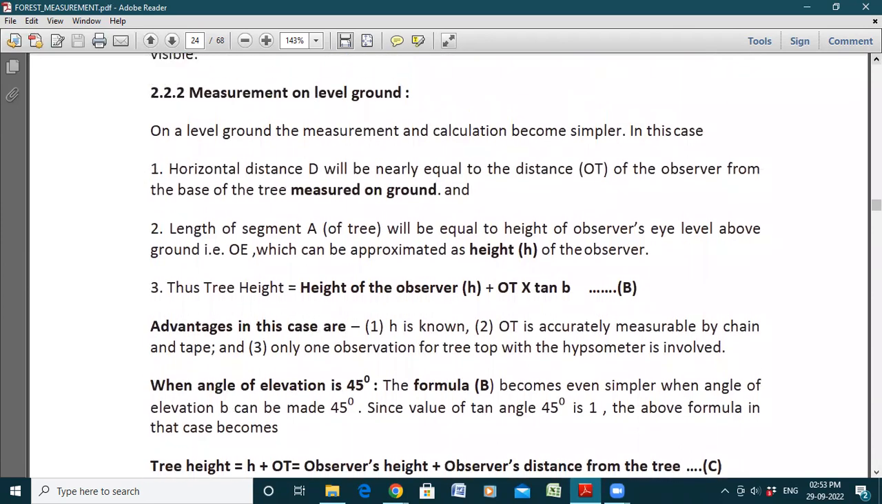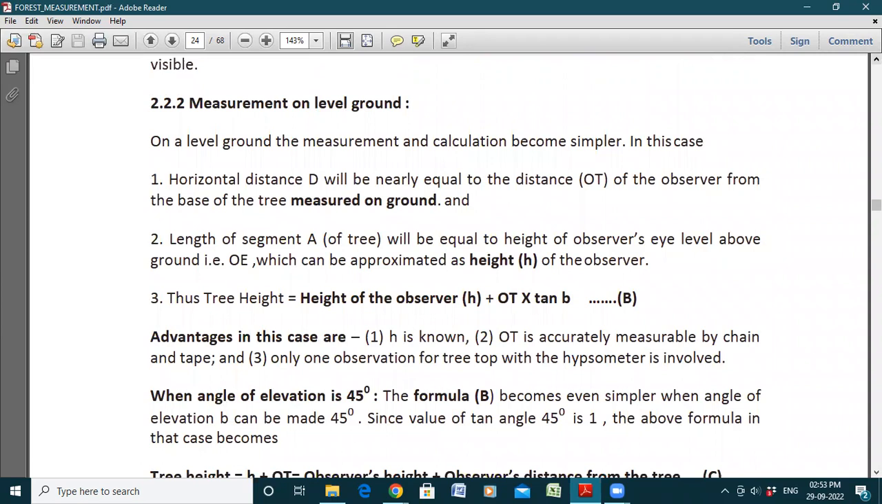Okay. Now measurement on the level ground. On a level ground, the measurement and calculation become simpler. In this case, horizontal distance D will be equal to the distance OT. So horizontal distance will be nearly equal to the distance OT of the observer from the base of the tree.